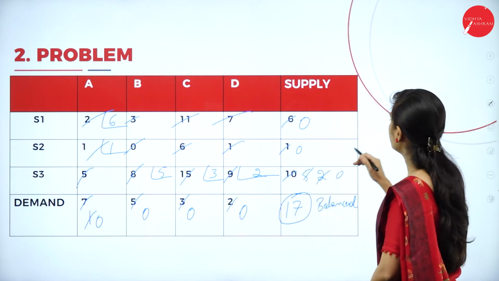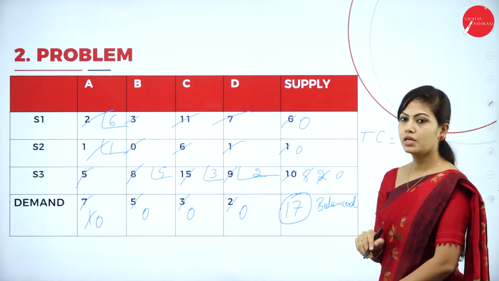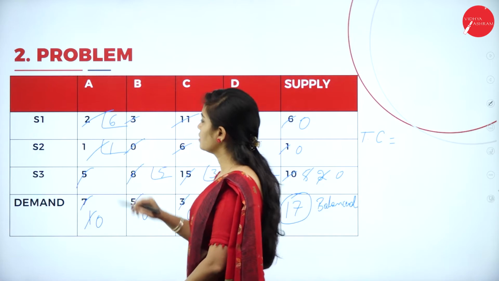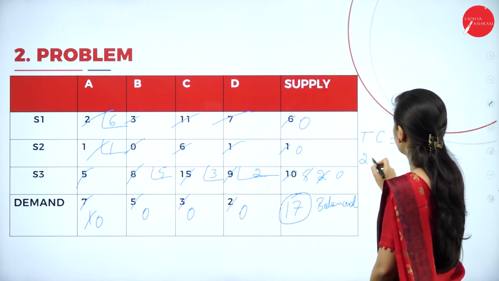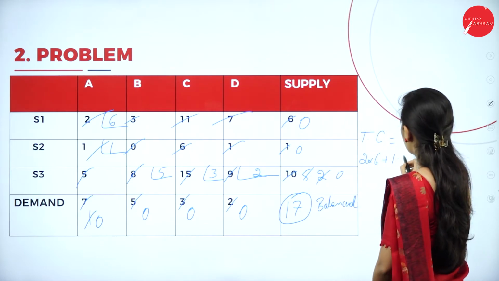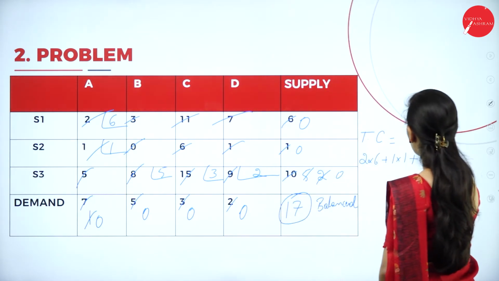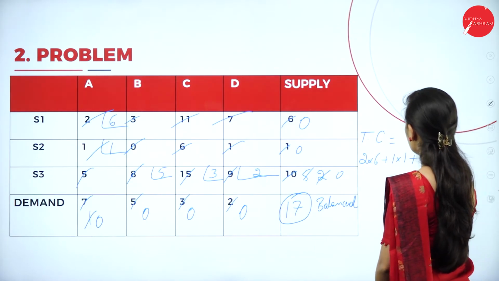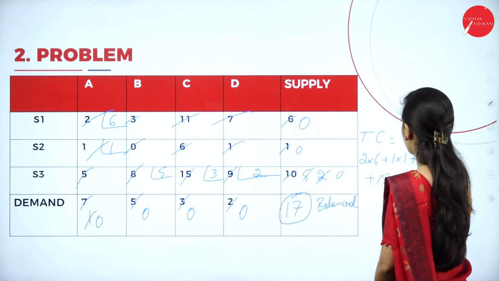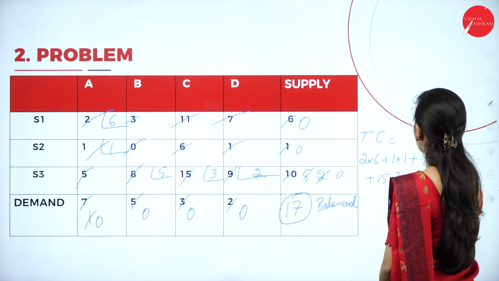Now you can find the total minimum cost. Just consider all the allocated values. 2 into 6 plus 1 into 1 plus 8 into 5 plus 15 into 3 plus 9 into 2.